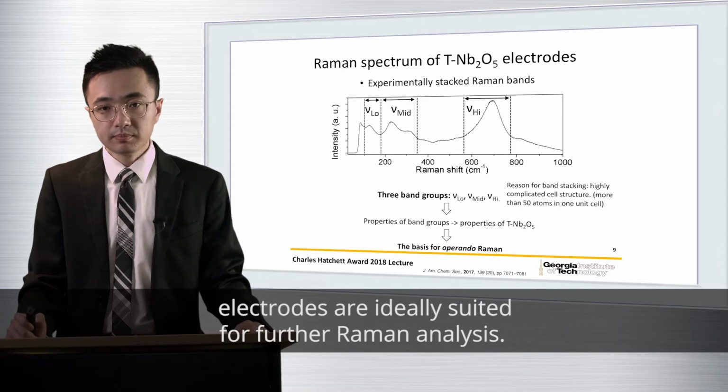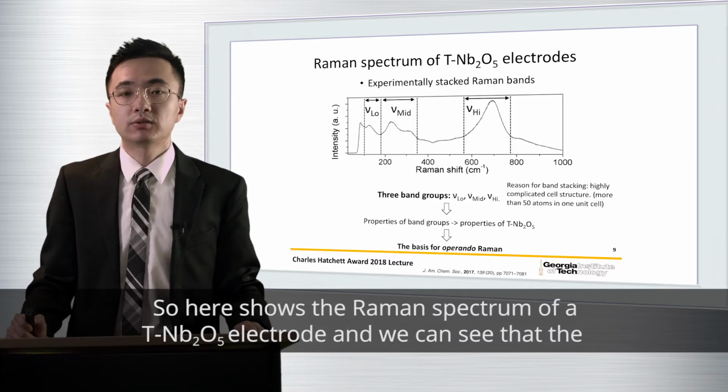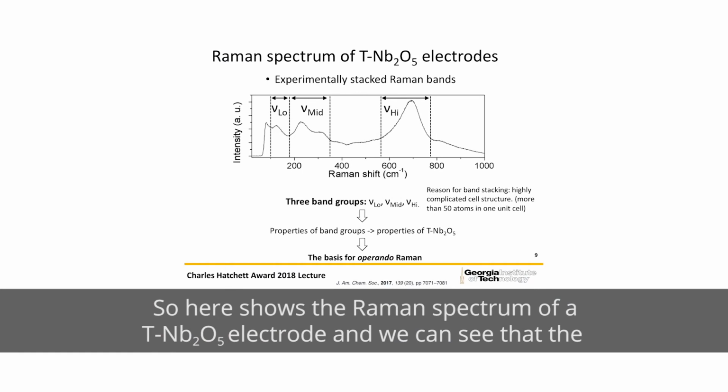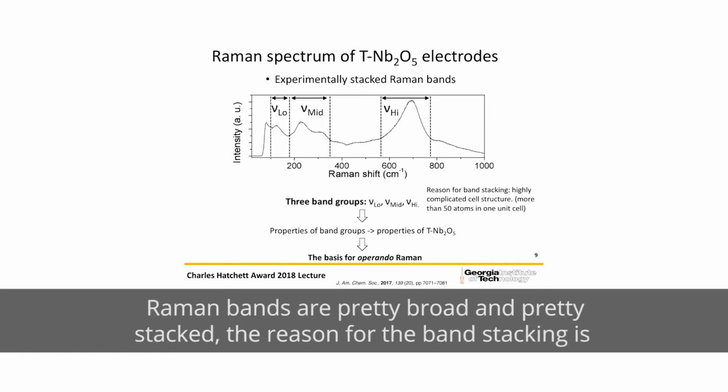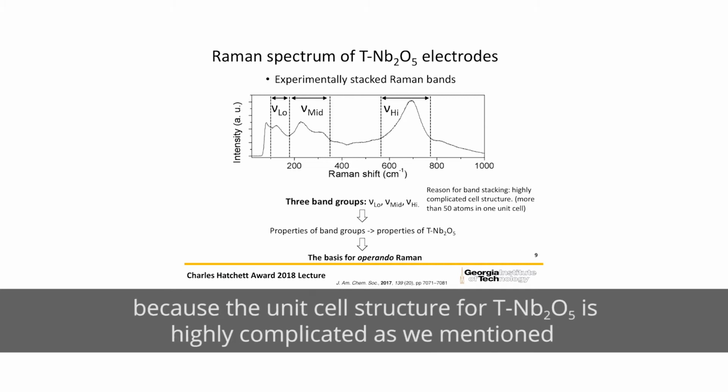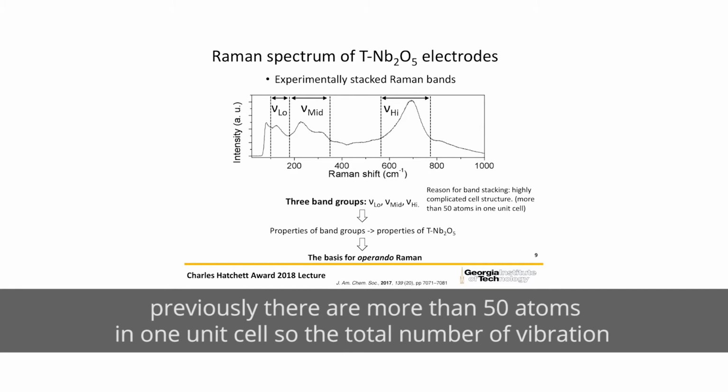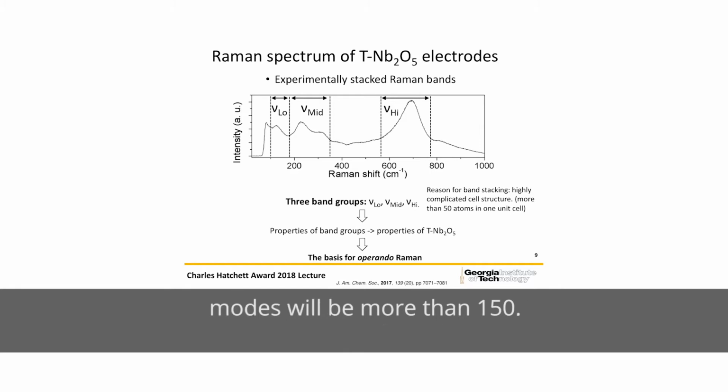Here is the Raman spectrum of a T-niobium oxide electrode, and we can see that the Raman bands are pretty broad and pretty stacked. The reason for the band stacking is because the unit cell structure for T-niobium oxide is highly complicated. As we mentioned previously, there are more than 50 atoms in one unit cell, so the total number of vibration modes will be more than 150.